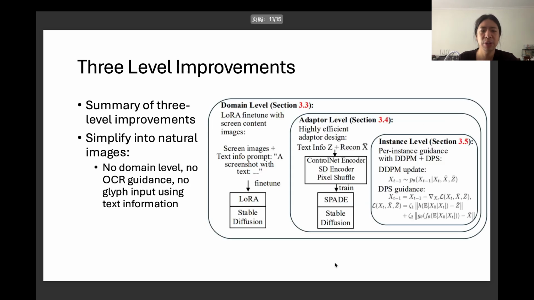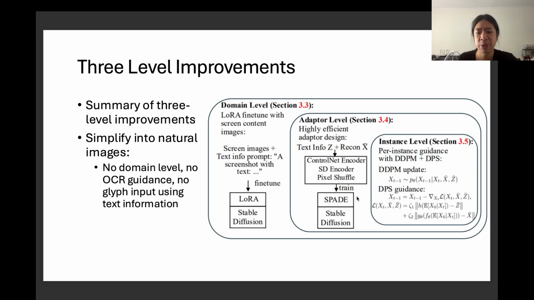And so our three levels of improvement can be summarized in the images on the right. The domain level improvement is achieved with the LoRA. And the adapter level improvement is really a combination of the ControlNet and stable diffusion, and also the StableSR.